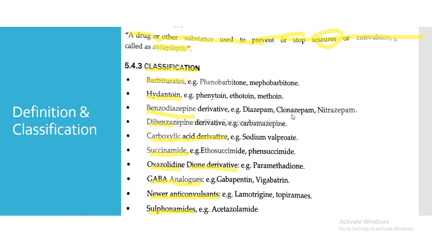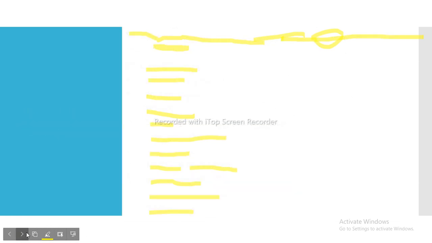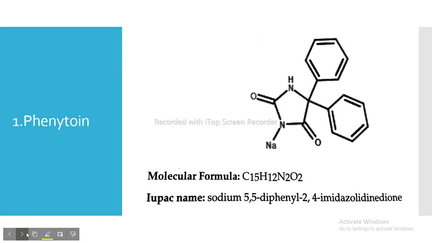So this was the definition of antiepileptic agents, and the next was the classification. Next is the very first drug, that is phenytoin. As you can see, this is the structure of phenytoin, and here is the molecular formula, that is C15.